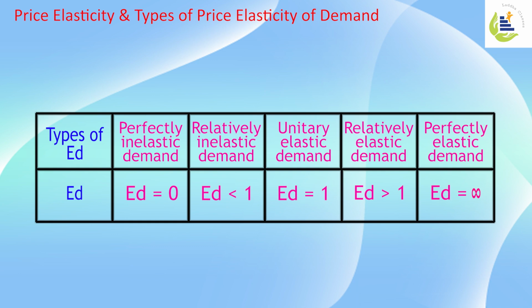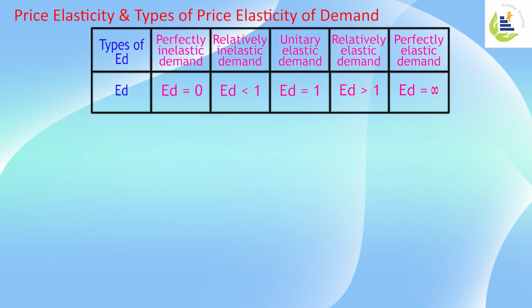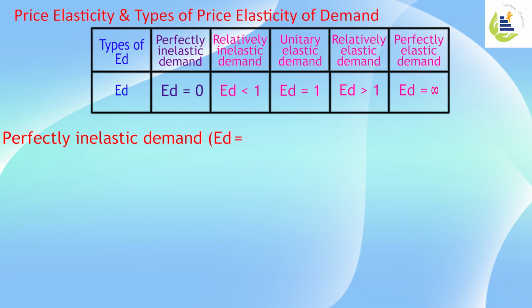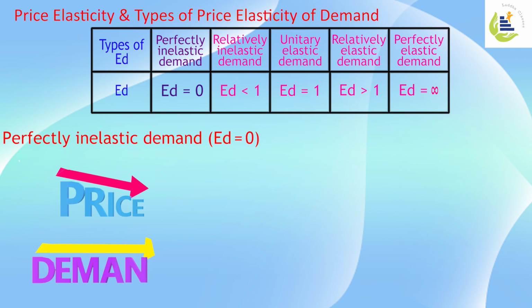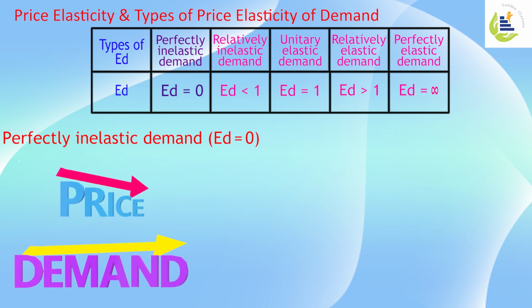Let us see those types of demand in detail. When price elasticity of demand is perfectly inelastic, what do you mean by that? The elasticity of demand is 0. Now, what do you mean by elasticity of demand being 0? Very simple. When there are changes in price, there is no change in demand. Now, when do you see such a thing, that the prices are changing and there is no change in demand?